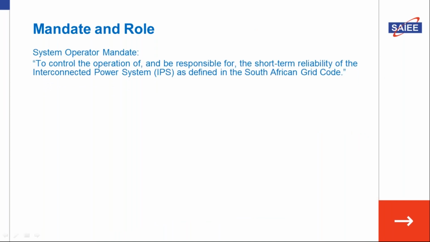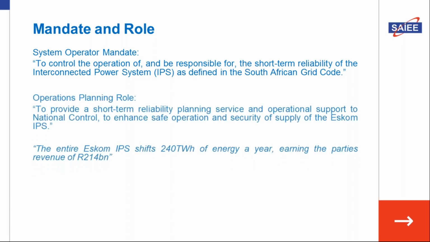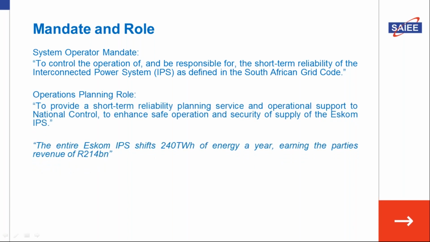The mandate of the system operator is to control the operations of, and be responsible for, the short-term reliability of the interconnected power system as defined in the grid code. And with that, the operations planning role within the system operator is to provide short-term reliability planning service and operational support to national control, and to enhance safe operations and security of supply of the Eskom IPS. Here we're looking at the entire Eskom IPS, which shifts 240 terawatt-hours of energy a year, earning the party's revenue of about 214 billion.